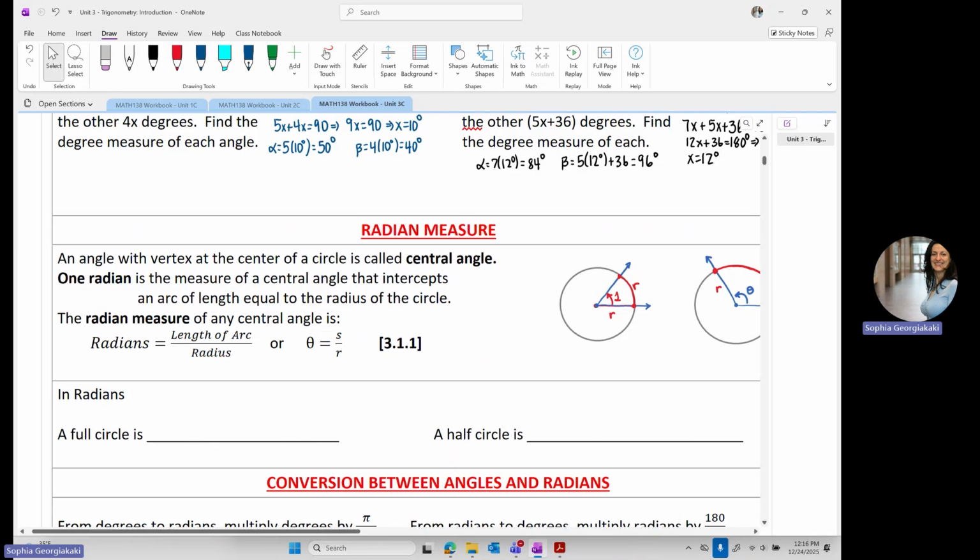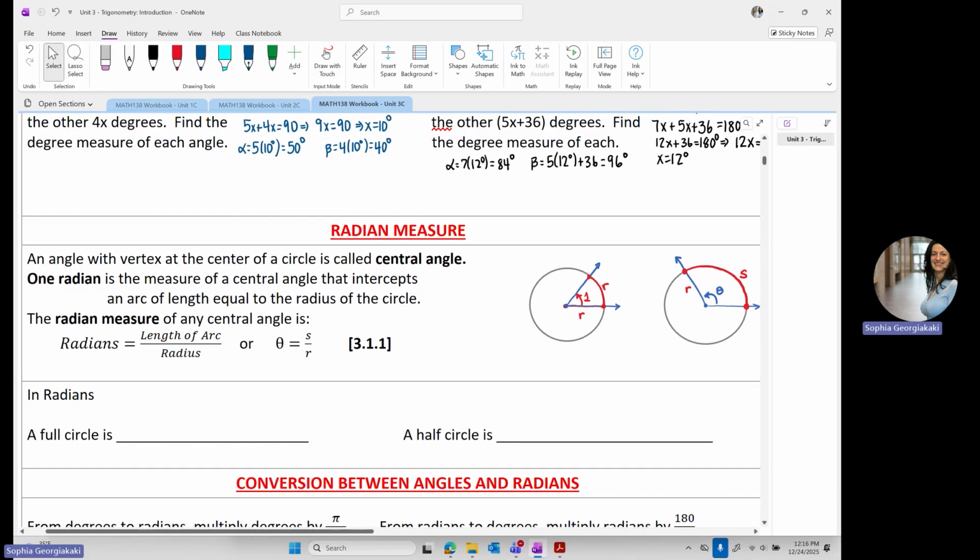Now, degrees are nice because they mean something to us. We are used to them. But in algebra, we use real numbers instead of degrees. And for this reason, we need to introduce the radian measure. An angle that has a vertex at the center of a circle is called a central angle. 1 radian is the measure of a central angle that intercepts an arc of length equal to the radius of the circle.